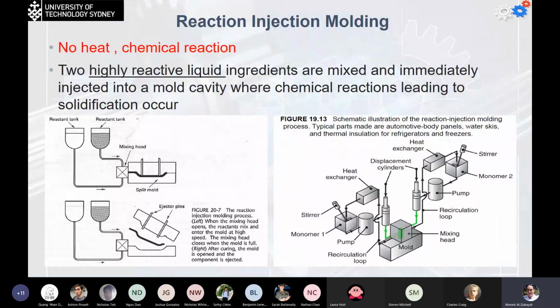Okay, so usually reaction injection molding, what they call RIM, was actually developed for polyurethane material, to produce large automotive bumpers and fenders. And the parts usually have a foam internal structure surrounded by a dense outer skin, as we mentioned earlier. Also, we can use the same process, because we're using a chemical reaction, to manufacture epoxy parts.